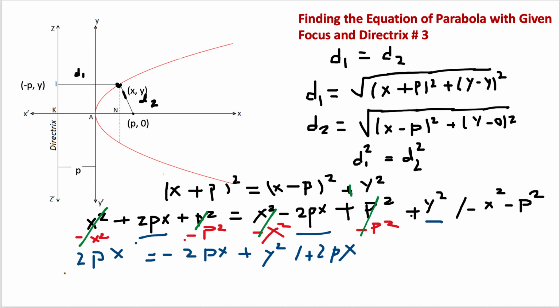I'm adding 2px here and 2px here. Those are going to cancel because they are the same terms with different signs. And here I'm adding, because 2px plus 2px is 4px. So here is 4px, and this is equal to y squared, so I'm just switching the sides. And this is the final formula for the parabola, or the graph of the parabola, given in this Cartesian system.